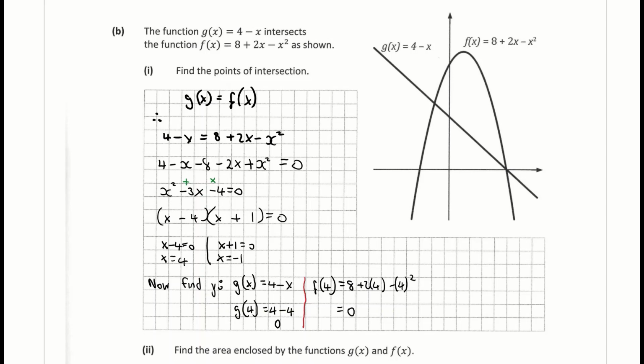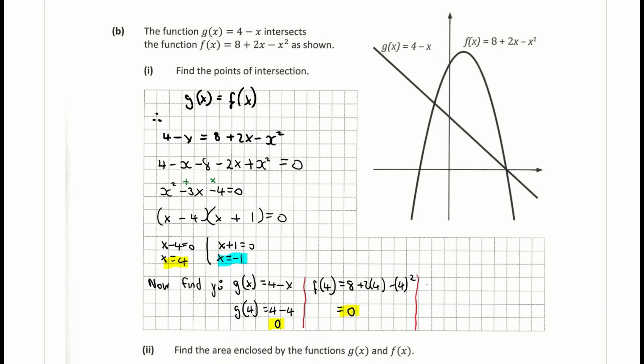So you're just confirming your solutions there basically. So that's one value of y, and I now need to find my second value of y. I've dealt with x equals 4 and I got 0. Now I need to deal with x equals minus 1 and see what I get for that.